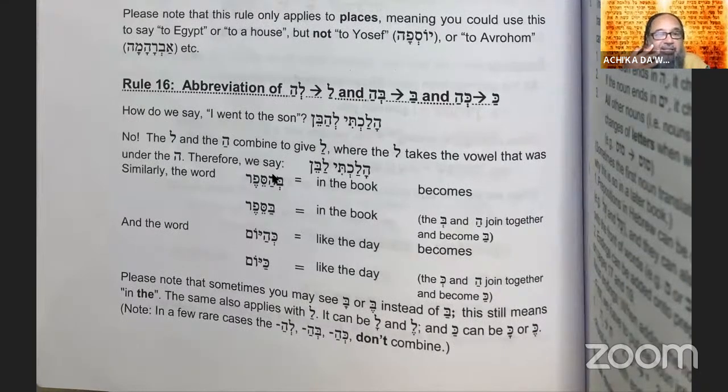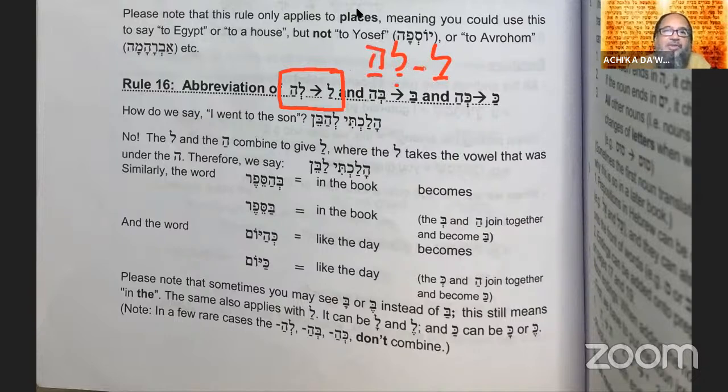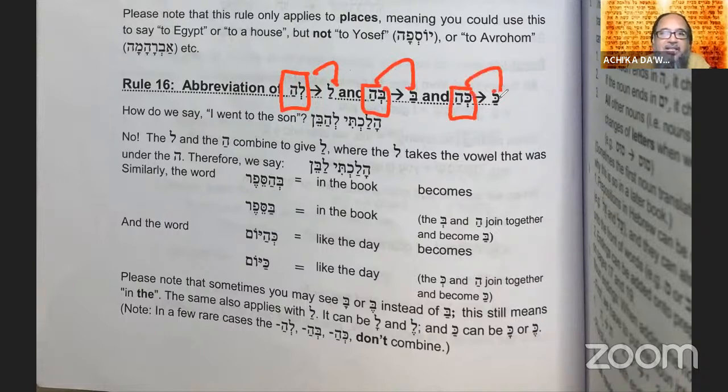Rule number 16, I believe, is our final rule. It says here that the abbreviation of la is converted to la, meaning this. When I first saw this, I was confused because I'm like, what do you mean la is to this la? What is that? What does that mean? Why is it going to this? Well, what they're doing is they're just trying to minimize. Instead of having all these letters, let's just put one letter with the vowel point underneath it. Because this here means this. Ba here means this. Ka here means this.